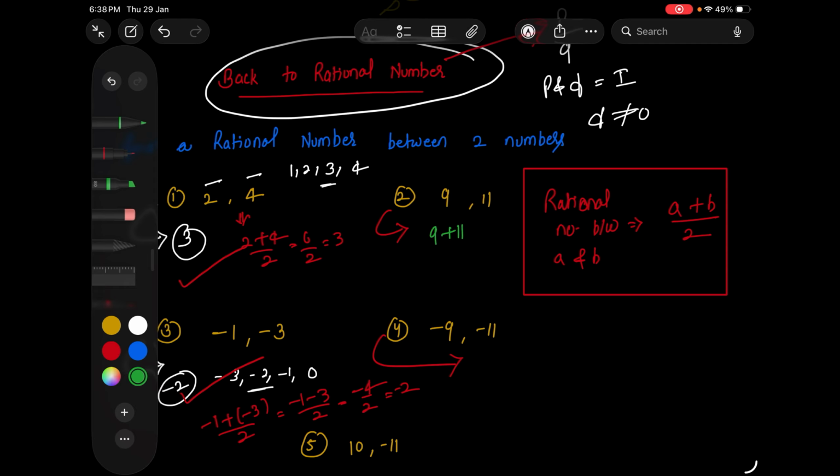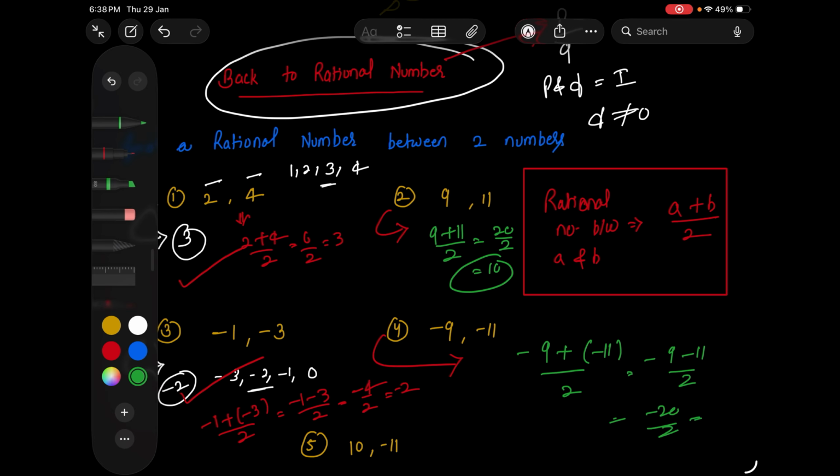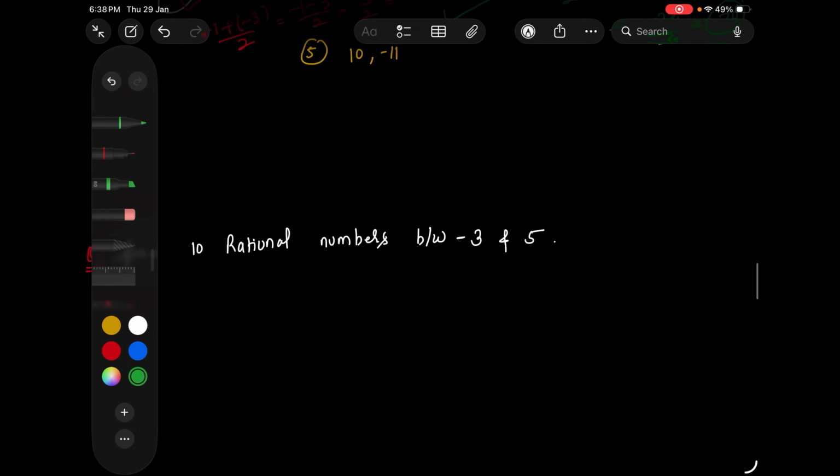Let's match your answer. 9 plus 7 divided by 2, that is 20 upon 2, that is 10. Minus 10 plus minus 2... minus 9, minus 11 divided by 2, that is minus 20 divided by 2, that is minus 10. So if you guys get plus 10 and minus 10 as your answer, then you are on the right track.